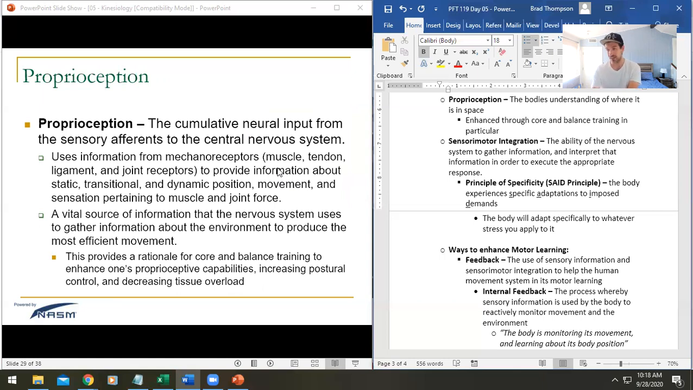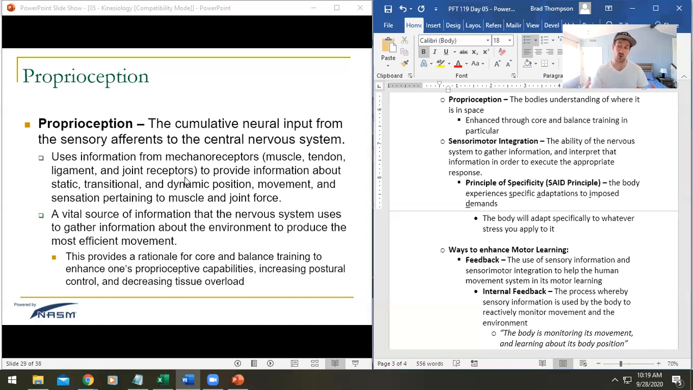So again, this all goes back to that main concept that we taught on day one, which I said was the most important thing in the world, which is proprioception, right? Your body's understanding of where it is in space. So remember, proprioception is going to use information from muscles, tendons, ligaments, joint receptors, muscle spindles, Golgi tendon organs. It's going to use all the information it's getting from all of that in order to understand what position it is in the body and how it is responding to these movements and these stresses. So that's your proprioception.